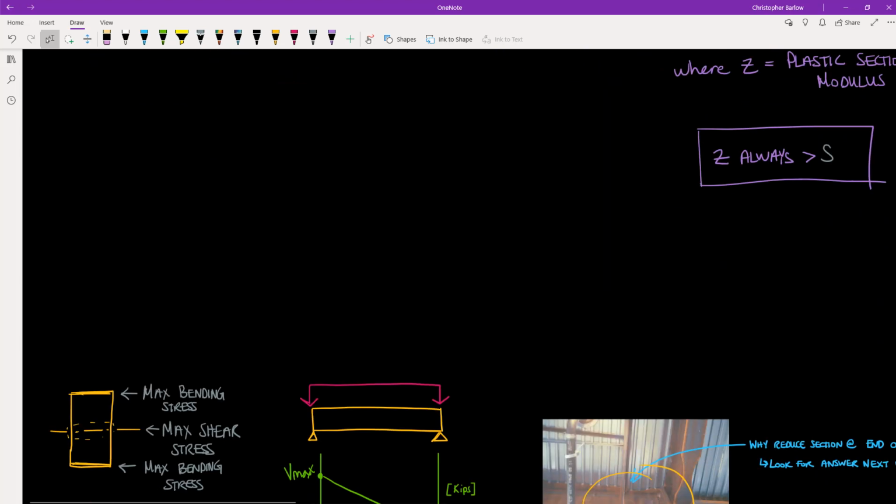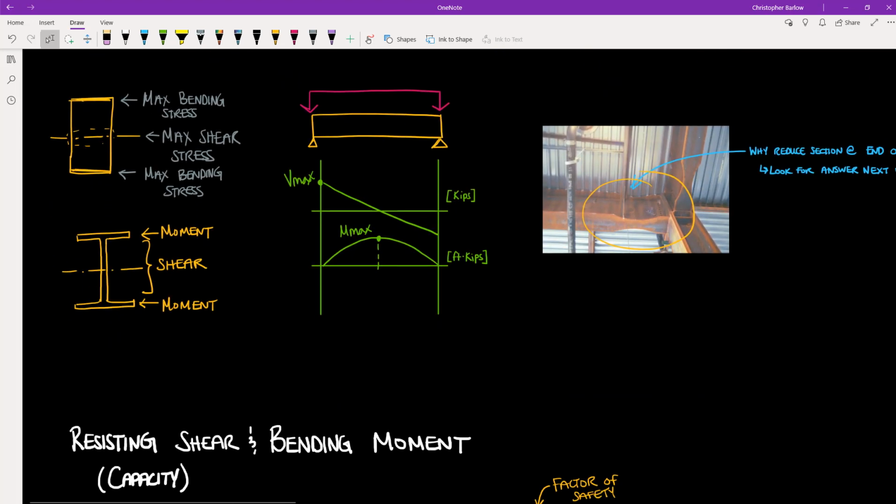So if we look at the cross-section of a wide flange beam, we now know that the middle of the beam sees the highest shear stress. And so it's the web that controls shear. We also know that the outermost regions of the profile will see the maximum bending stress, and so it's the flanges that primarily control moment capacity.